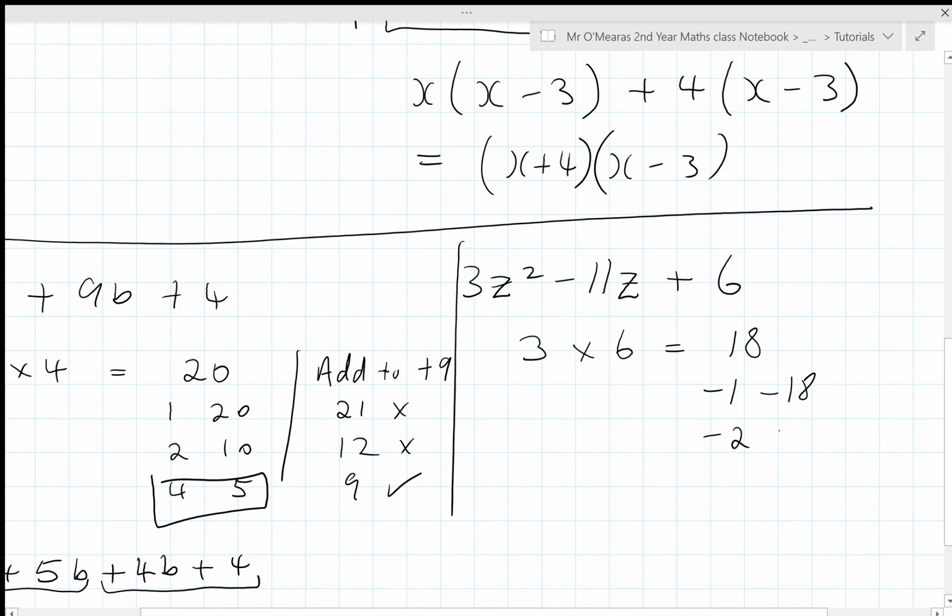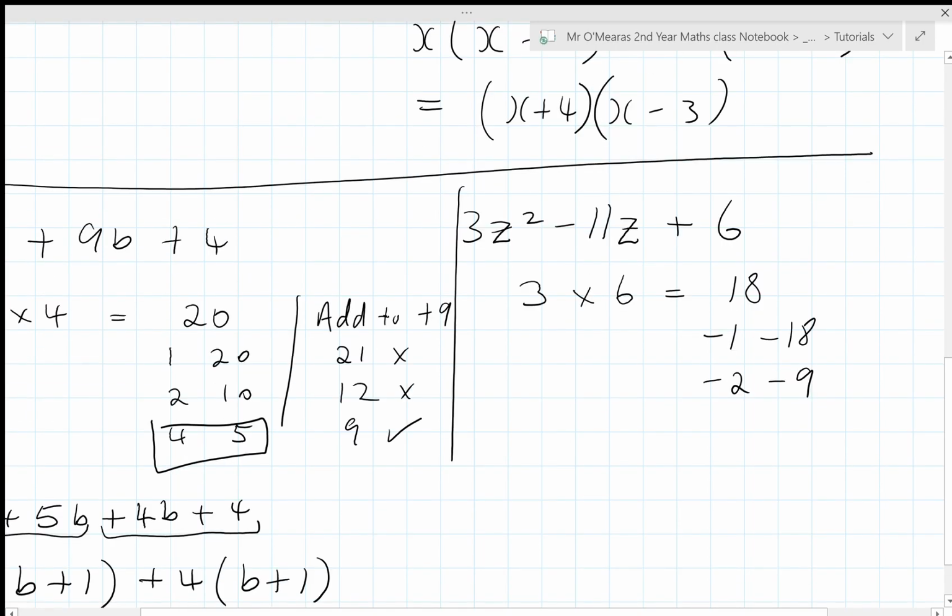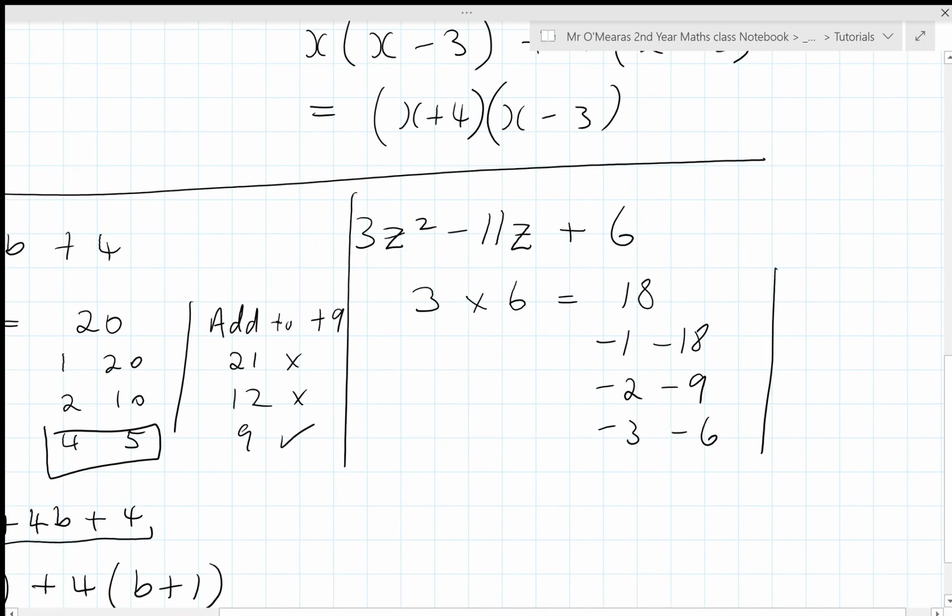Minus 2 and minus 9. When we multiply those two together, it gives us plus 18. And then we have minus 3 and minus 6. These are the factor pairs of plus 18. When you multiply those two numbers together, it gives you plus 18, so it has passed that first test. The second test it needs to pass is when we add them together, do they give you minus 11? So we have minus 1 minus 18, that's minus 19, so no, it doesn't pass the test.